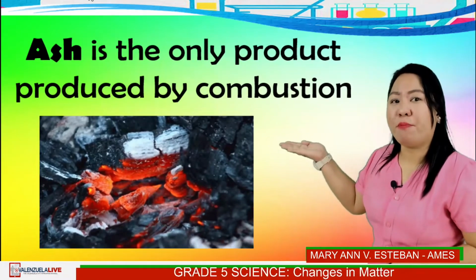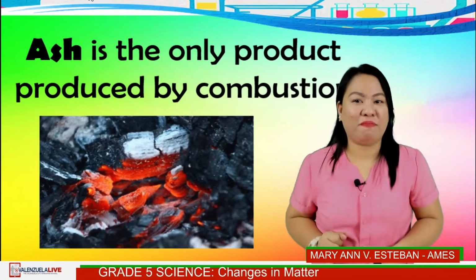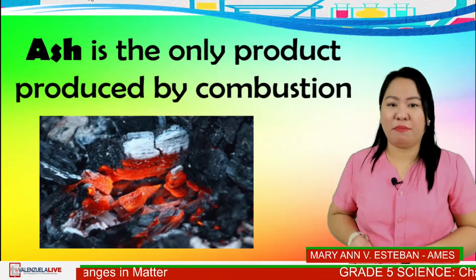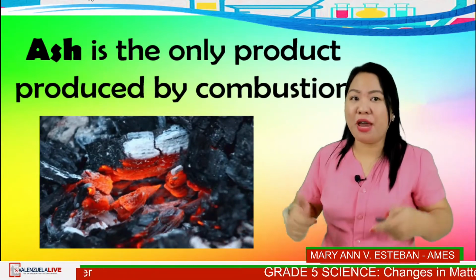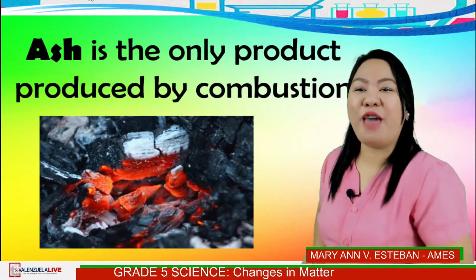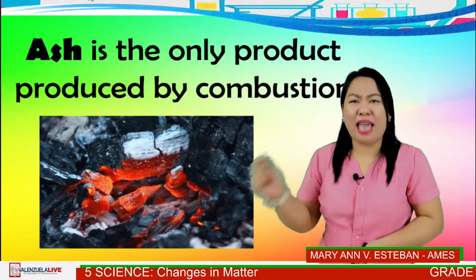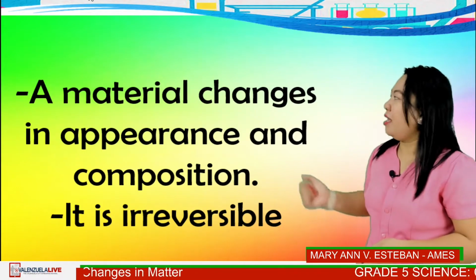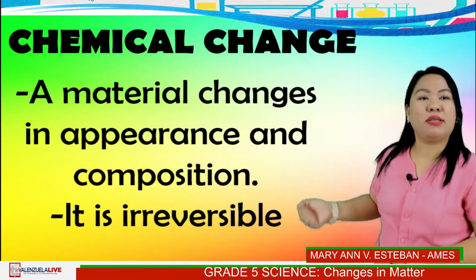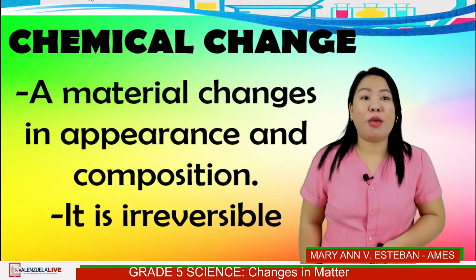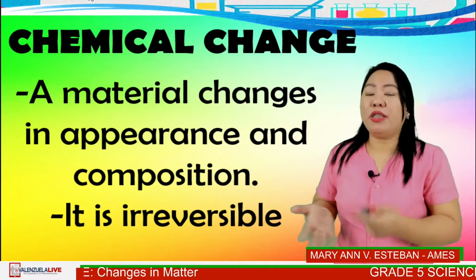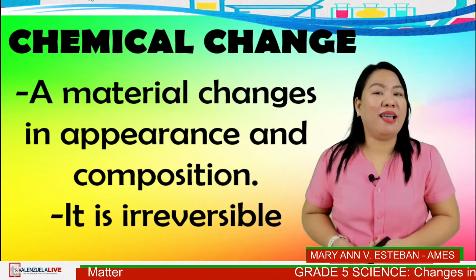Ash is the only product produced by combustion. What do you call this change, when material produces another substance? Type your answers in the comment section. Yes, very good. It is chemical change. Chemical change happens when a material changes in appearance and composition. Remember, it is irreversible. If we say irreversible, the material doesn't go back to its original state.